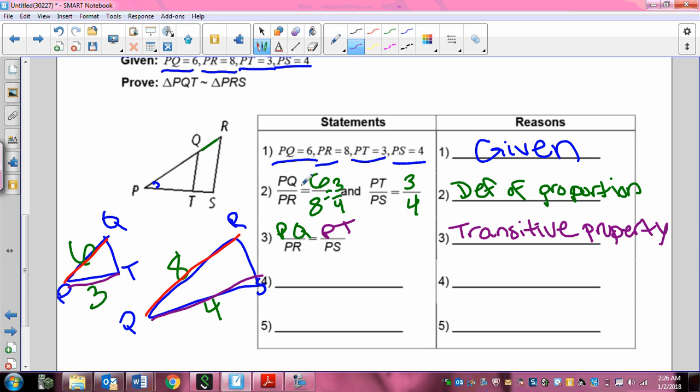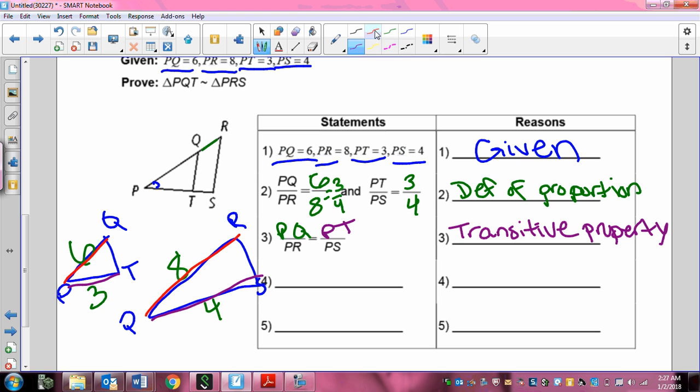Okay. Now, what other thing do we know they have in common? We've proven right now that our sides are proportionate. We also need an angle, or we need all three sides, but we don't have anything on Q to T and R to S. We don't have a number. We don't have anything. So we can't prove that they're congruent.